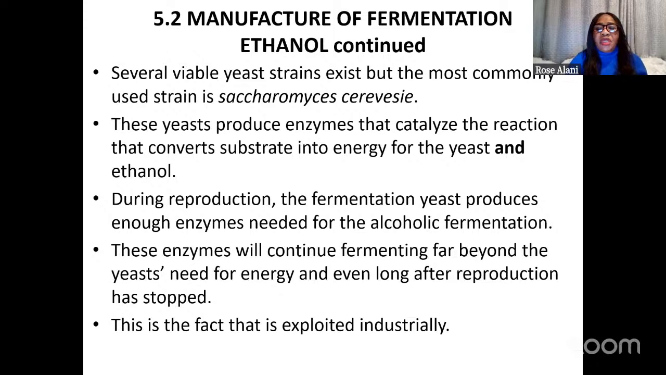During the production, the fermentation yeast produces enough enzyme needed for alcoholic fermentation. These enzymes will continue fermenting far beyond even the need of the yeast for energy, even long after the production has stopped. The enzymes continue fermenting. And this particular property is what is exploited industrially while carrying out fermentation.